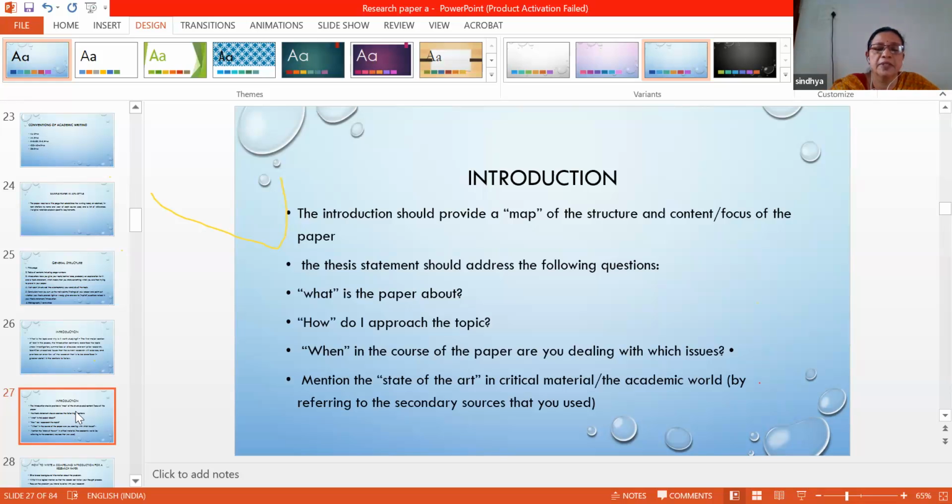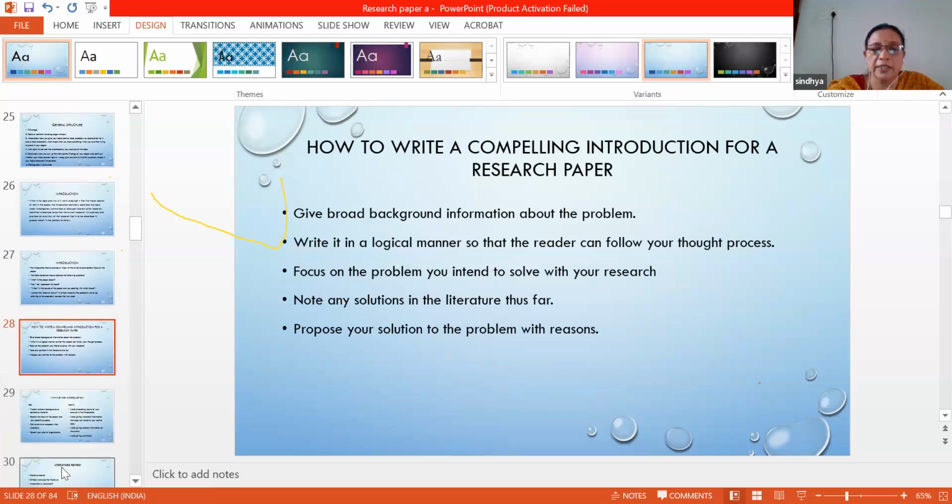So what is the paper and how do I approach it when the course of the paper is dealing with the issues, and what is the current status, state of the art in critical material? If we are using the secondary sources, what is the status of those sources? So all these can be mentioned in the introductory part. So as a thesis statement, a thesis statement can also be added in the introductory part that encompasses all the details of the paper you are going to write.